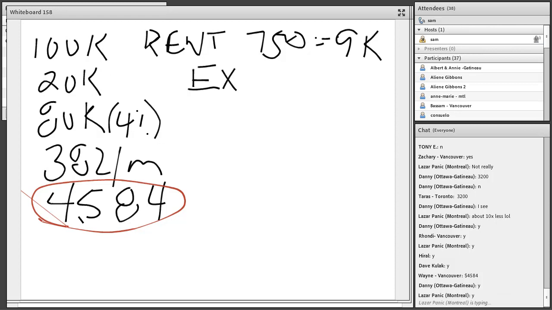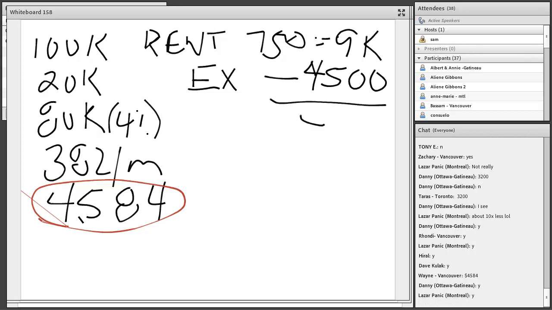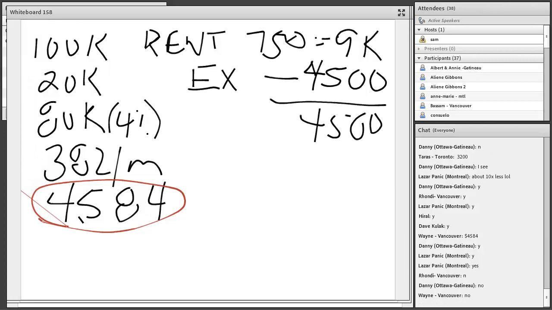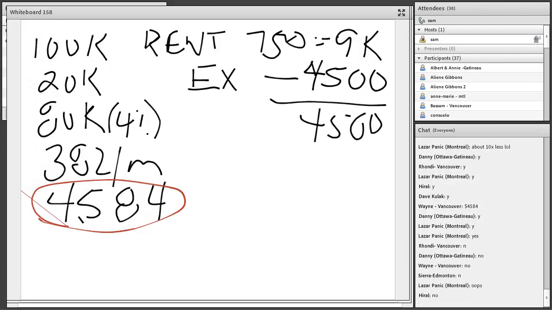But automatically, there are expenses on this property. A quick calculation for you: when you see a gross rent, the safest thing to do, because it's going to be around that amount, is to cut it in half. So expenses are going to be $4,500, which leaves $4,500. Is this property going to cash flow? No, it's not going to cash flow because we need at least $4,584. We're only bringing in $4,500.